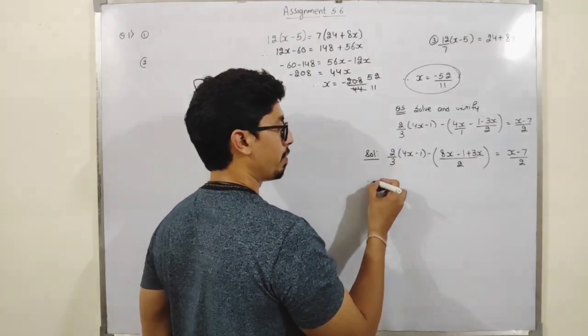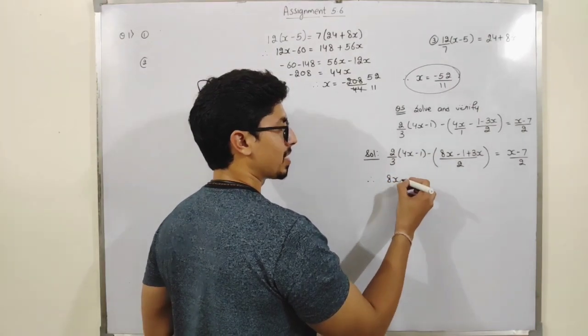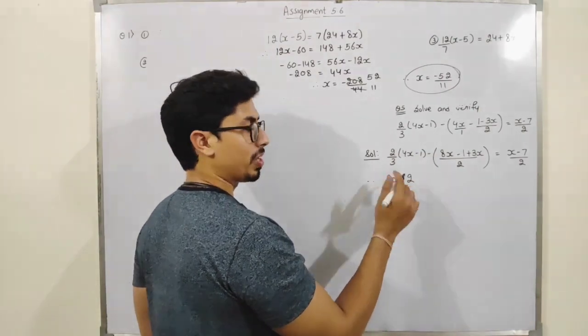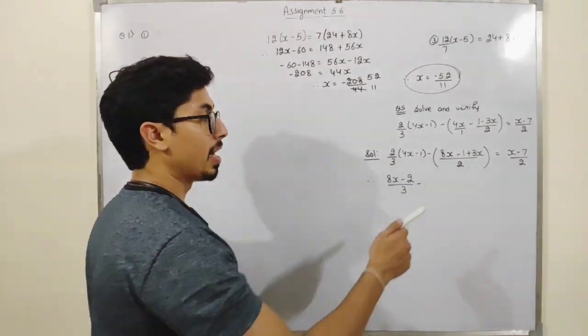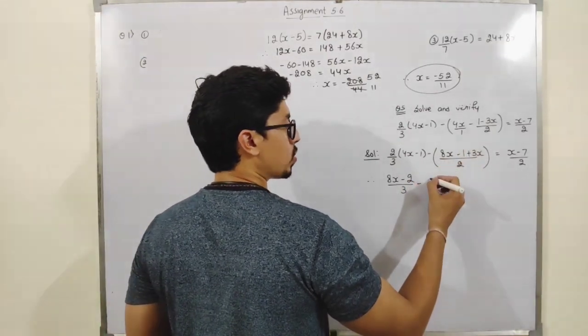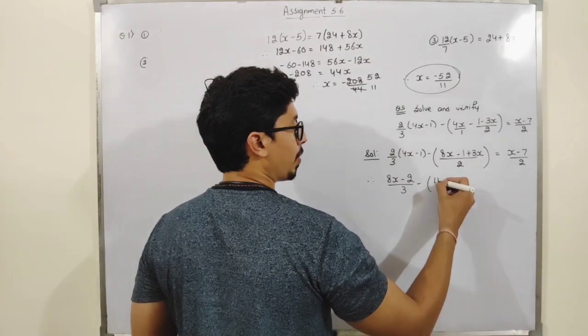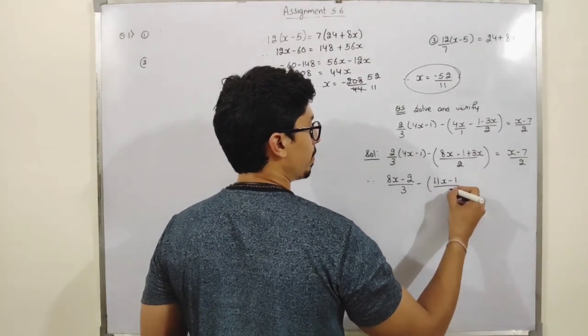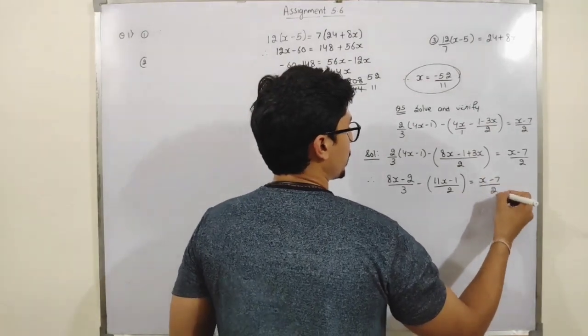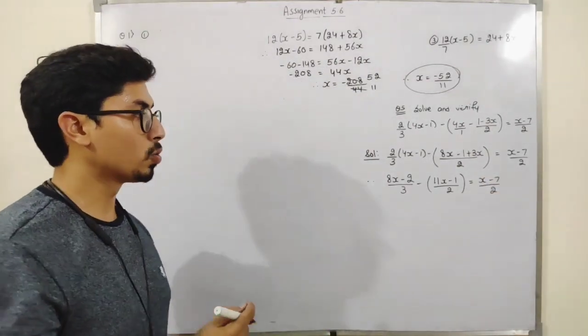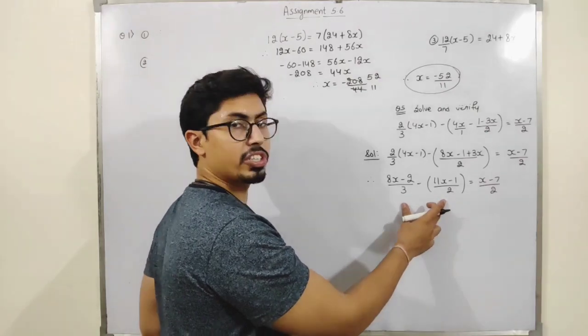Okay. So therefore it will be 8x minus 2 upon 3 whole as it is, minus, see, 8 and 3 is 11, so I can write it like this, 11x minus 1 divided by 2, x minus 7 by 2. Okay. Now students, here onwards, just take the LCM.